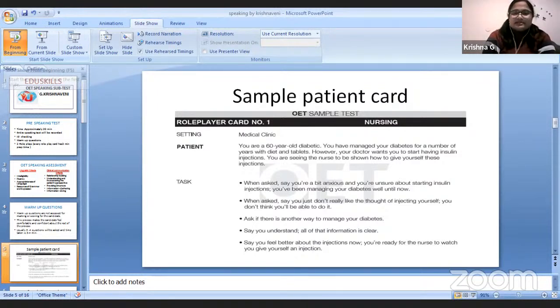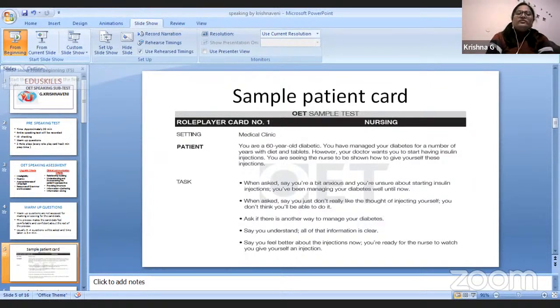So in the nurse role play card, the background information has been given. You are 60 years old, the patient has type 2 diabetes, which has been moderately well controlled by diet and oral medications until now. However, recently the patient's blood sugars have been high. The doctor has decided to commence insulin injection. You are seeing the patient to show him or her how to administer the injection.